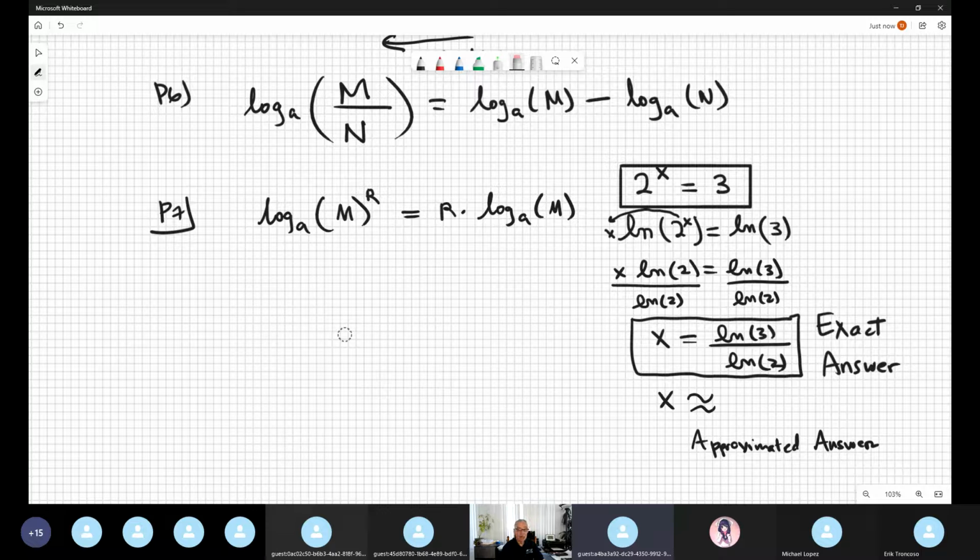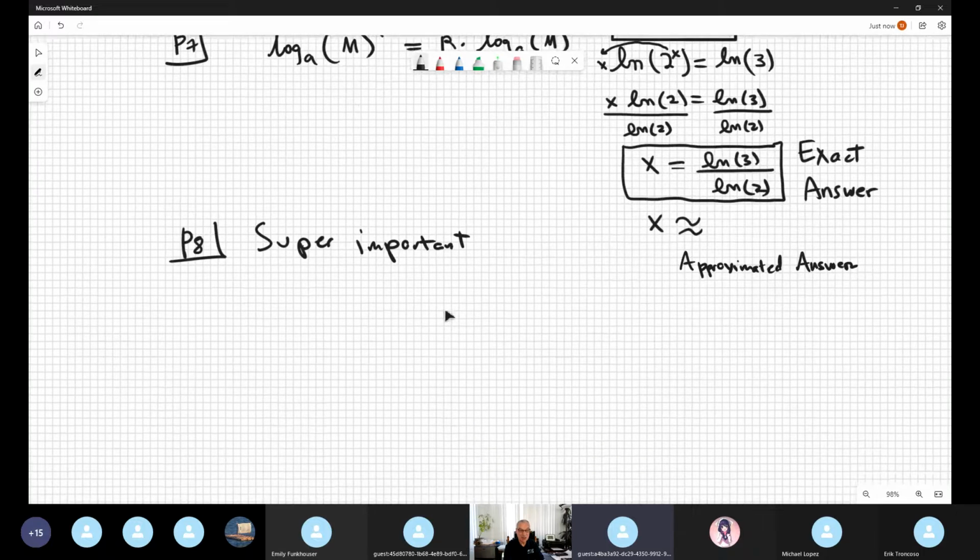Okay, cool. Now property number 8 is super important. You say, "Professor, everything is important for you, no?" Well, depending on the scenario, depending on the example. But this is super important. Why? Because it receives a specific name. It's important because it has a specific name.